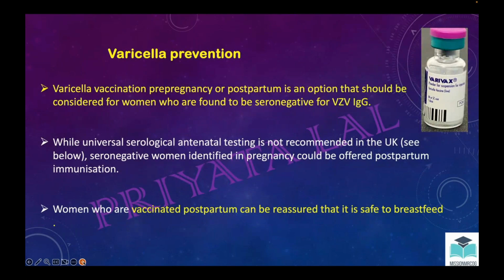So it can be done by giving vaccination against varicella, either prior to pregnancy or in the postpartum period, if the patient is seronegative for varicella zoster immunoglobulin. Though universally in the UK testing for this is not done, anytime in the pregnancy, if the testing is done and the patient is susceptible, postpartum immunization with varicella can be done. This is a new update in this guideline. And post vaccination, there is no issue, the woman can breastfeed the child without any health concern.